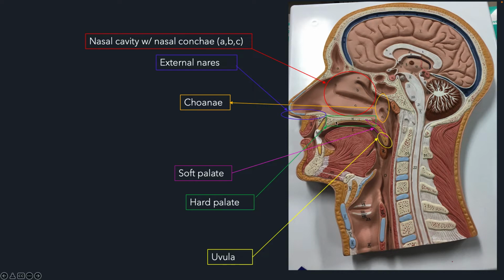Then we have our bony hard palate, and this is the roof of the mouth, the hard part, and then it extends into the soft part of the palate, which is the soft palate. And that extends even further into our uvula. So we have our hard palate, the hard part of the roof of the mouth, extending into the soft palate, and then the uvula, or our gag reflex.